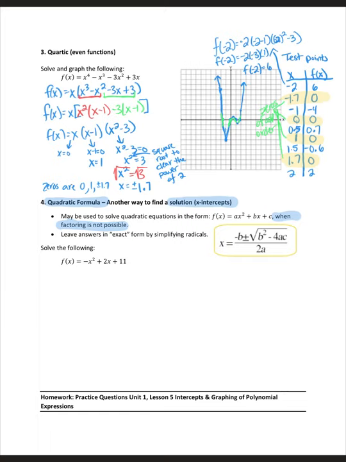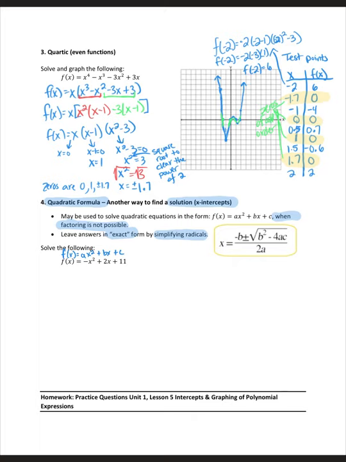We should leave the answers in exact form by simplifying the radicals. If you're asked to leave it in exact form, then you have to leave those radicals there, because as soon as you express those radicals in a decimal, you're rounding in some way. So if we look at the example, solve f of x equals negative x squared plus 2x plus 11. So remember that our quadratic in standard form, I'm just going to write over top so you can see where the a, b, and c come from, is ax squared plus bx plus c.